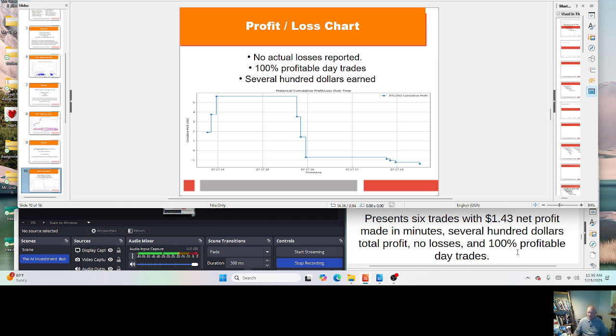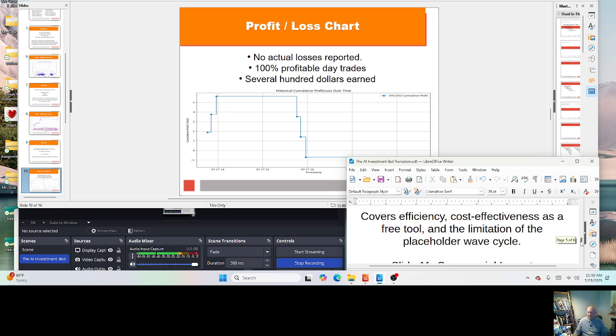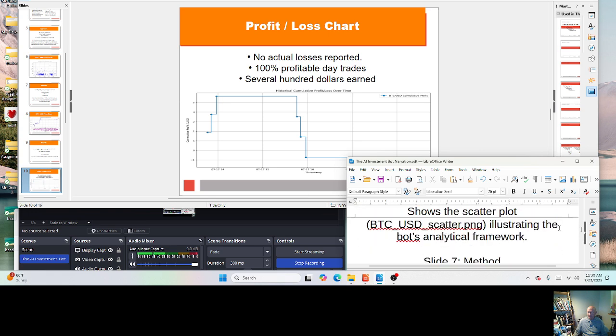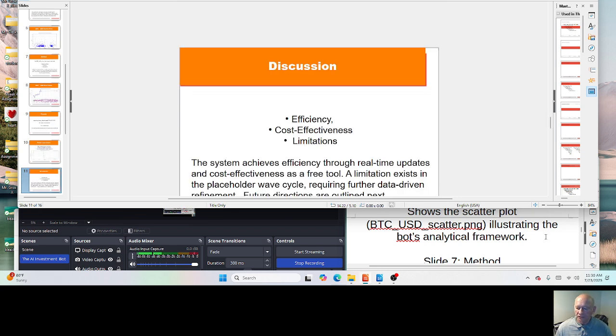Several $100 total profit over the day with no losses and 100% profitable day trades. And this is just a simple example. It could be much more in-depth in the area of compounding profits. Here we go to the next chart, showing the discussion.